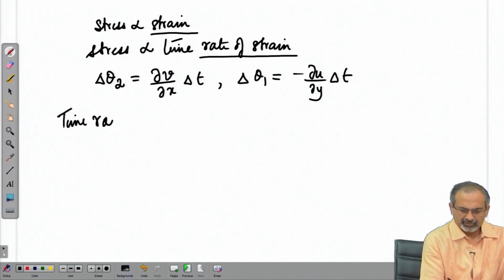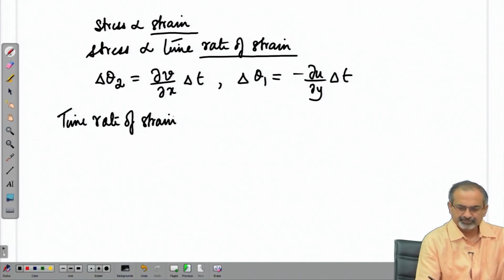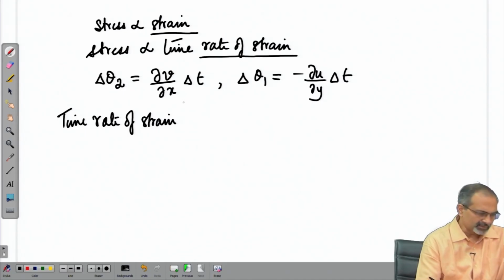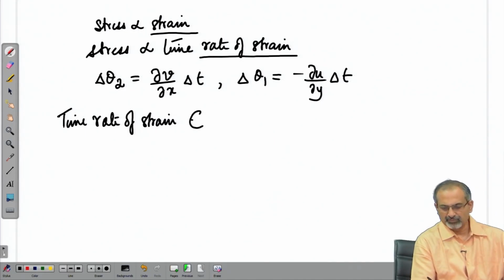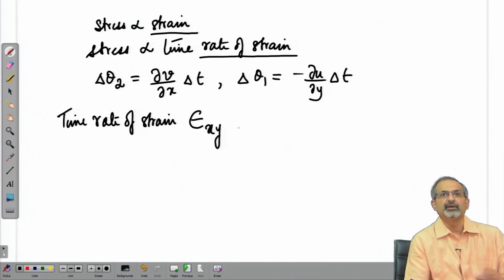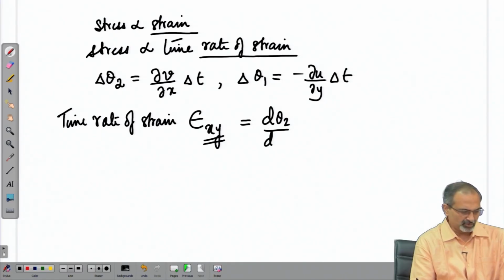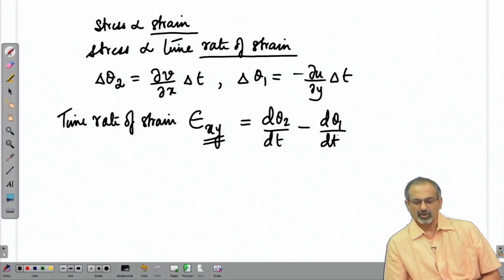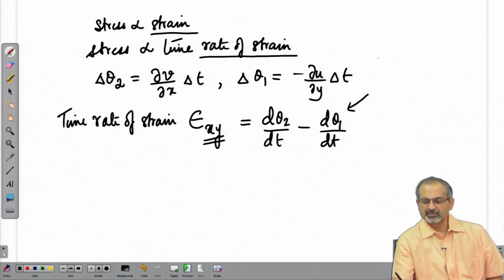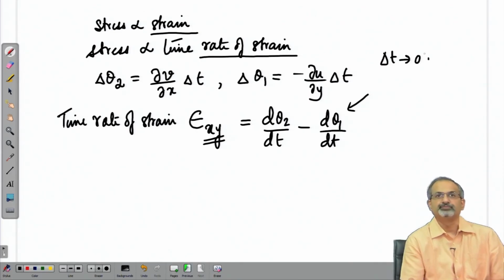Now, time rate of strain would involve time derivatives of these angles naturally, and since we are in the xy plane, we will define it as epsilon xy. Similarly, you can define it in other planes. So, let us write down the expression for epsilon xy to begin with. That will be d theta 2 dt minus d theta 1 dt, where as you may recall we get these derivative expressions by limiting delta t to 0.